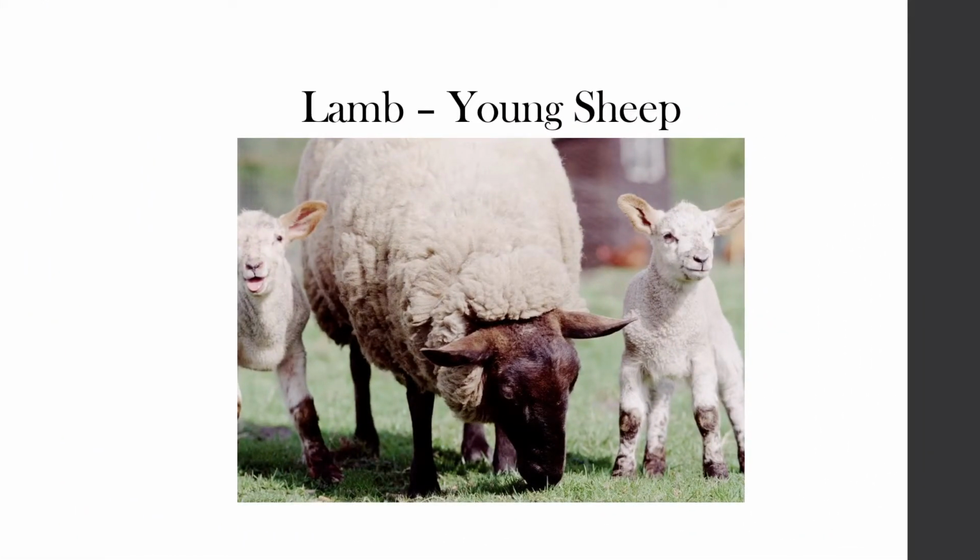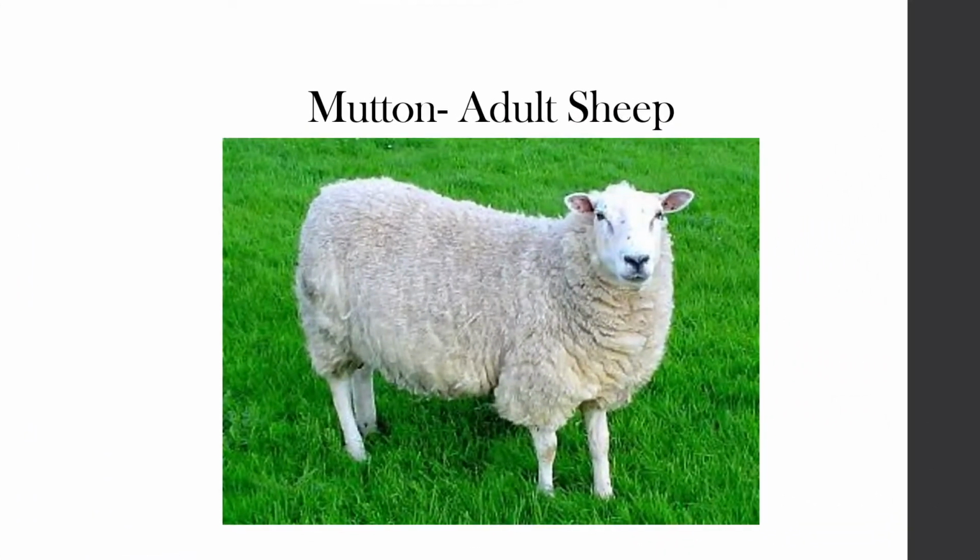We have the young sheep. Ayan, yung mga maliliit na tupa. And we have the lamb. Ayan, yung lamb yung karne nila. Next, we have the mutton or the adult sheep.